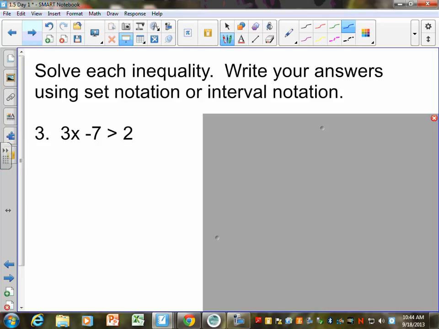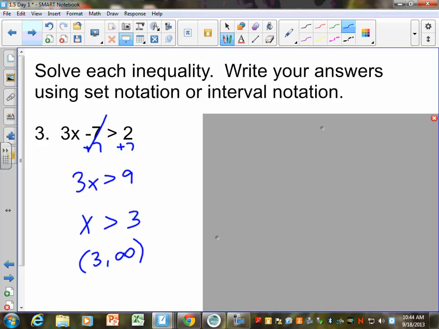But look at this great problem. 3x minus 7 is greater than 2. How do you solve such a problem like that? We just want to get x by itself, right? It's not squared. So I'm just going to add 7 and get 3x is greater than 9. And I'm going to divide by 3, and I get x is greater than 3. So interval notation, that would be starting at 3, not including 3, and going to infinity.